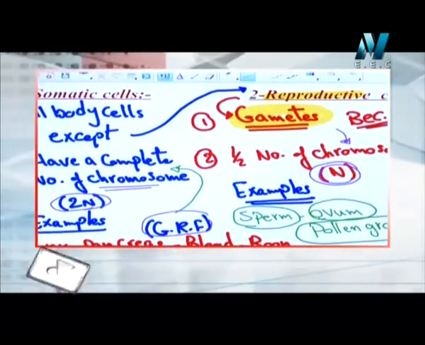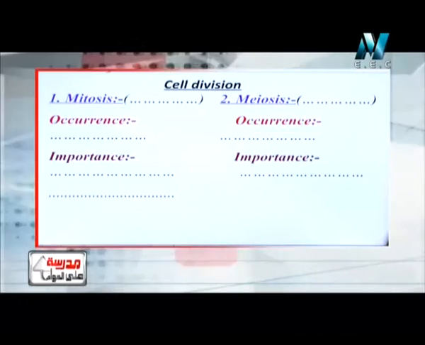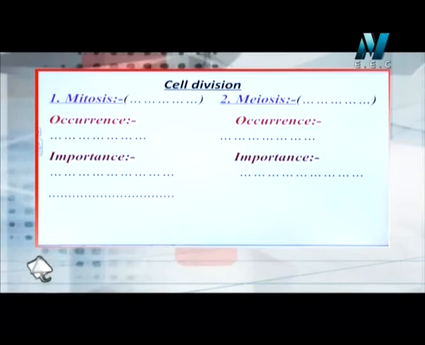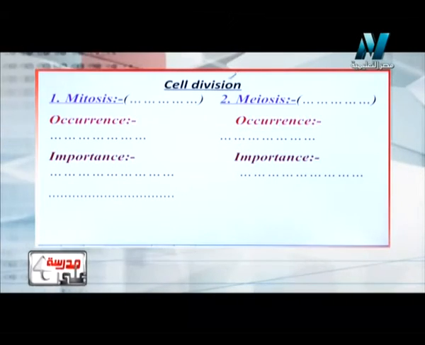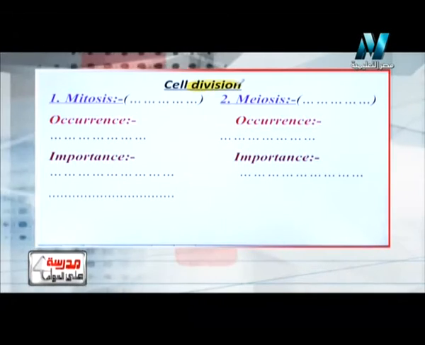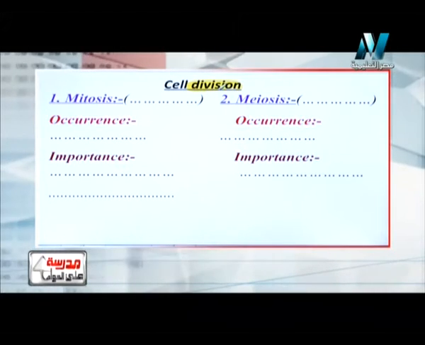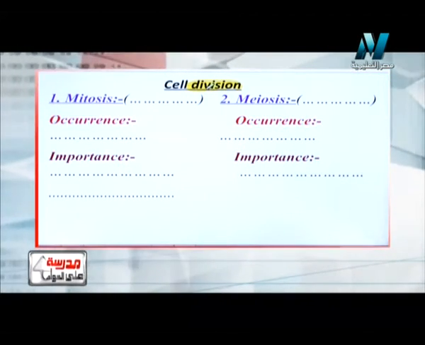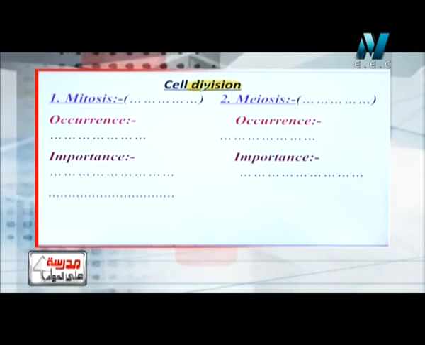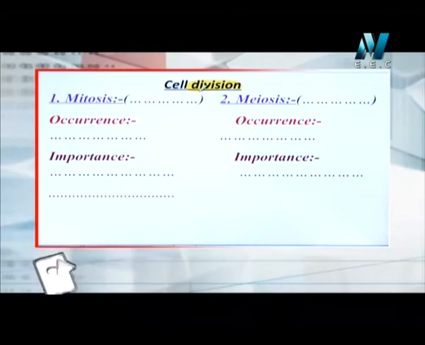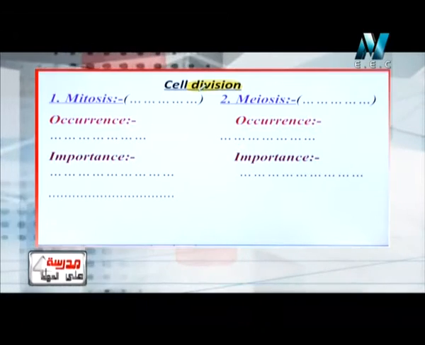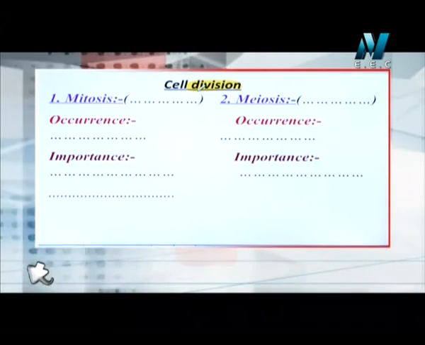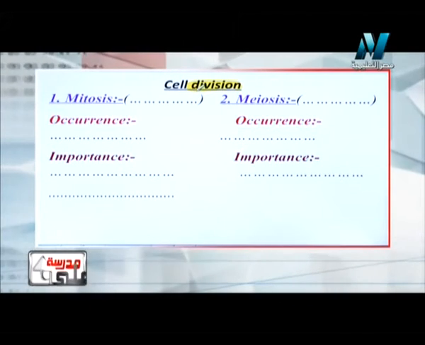So now we have to differentiate between the cell division. What does cell division mean? The cell divides, meaning it splits. Each type of division has its principles and its own specific steps, and has its importance. At the same time, we should know the location or the occurrence of each one of them, where each one happens.